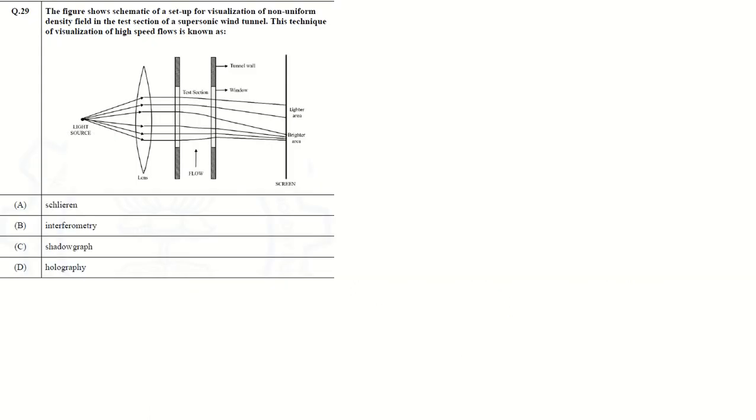Next question is, the figure shows a schematic of a setup for visualization of non-uniform density. Okay, so the figure is given. This technique of visualization of high speed flow is known as shadowgraph. If you know all these things, then you can easily recognize that this is a picture of a shadowgraph.